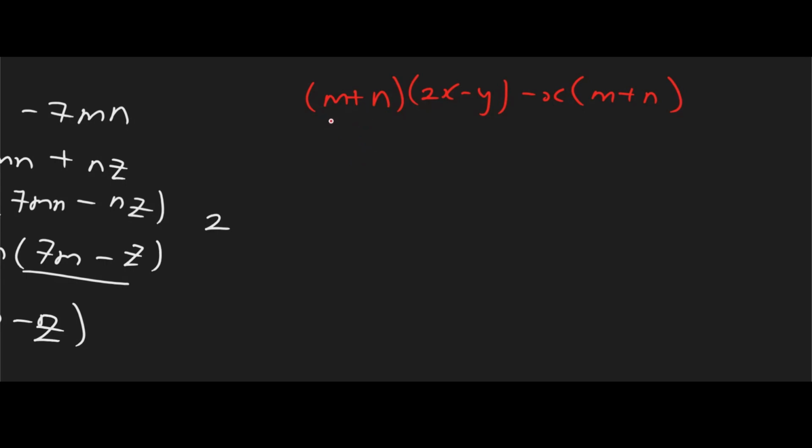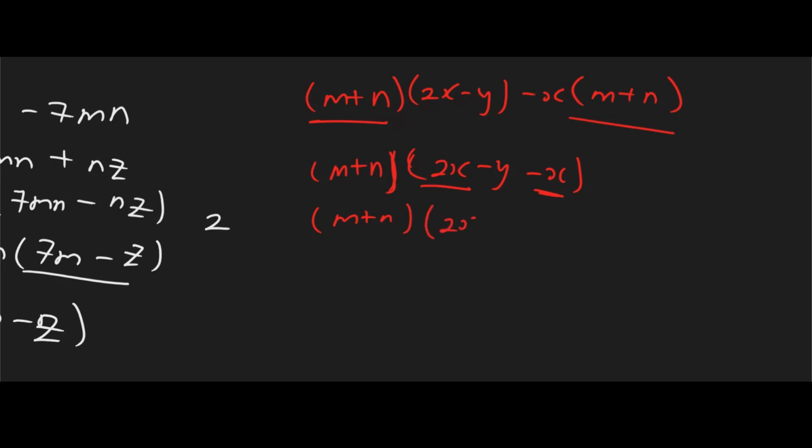Let's see something. This is m plus n. This is m plus n. So you can take just one of them. So that's going to be m plus n, and it will be left with 2x minus y minus x. So I have to put them in bracket. So that's going to be 2x minus y minus x. Considering these two guys, they are like terms, so we can simplify. So you have m plus n multiplying 2x minus x, minus y.